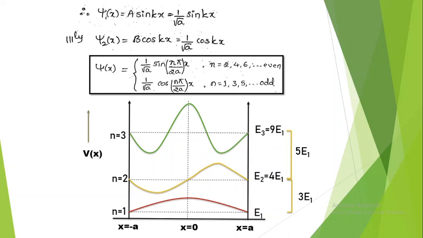barriers. So this is about the eigenvalue and eigenfunction of a particle confined or trapped within the infinite square well or infinite potential well. So this is for today's class. In our next class, we will be studying another application, which is the simple harmonic oscillator. Thank you.